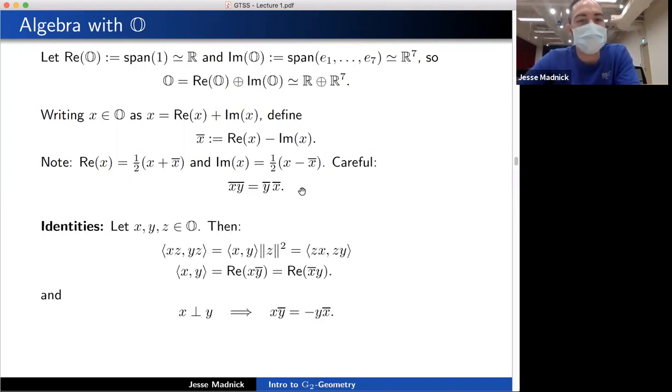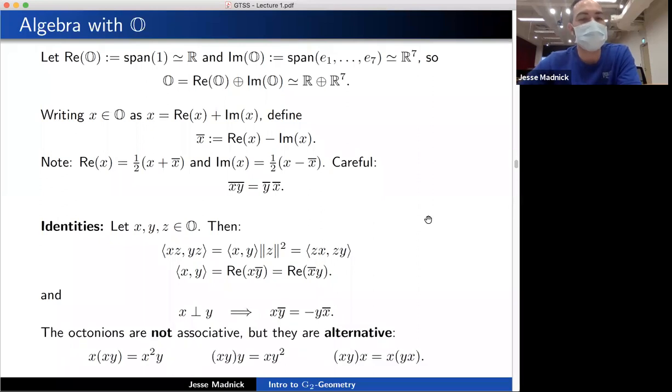Octonionic multiplication relates to the inner product in a very nice way. I won't read these at you, but these are some useful identities should you ever need to do some calculations. But one thing I must emphasize is that octonionic multiplication is not associative. The addition is, but the multiplication is not. However, it does satisfy a weak form of associativity known as alternativity, which is to say that it's associative when two of your three elements are the same. So it's not associative on X, Y, and Z, but it is associative on XXY, XYY, and XYX. So there's this weak form of associativity that's somewhat useful.